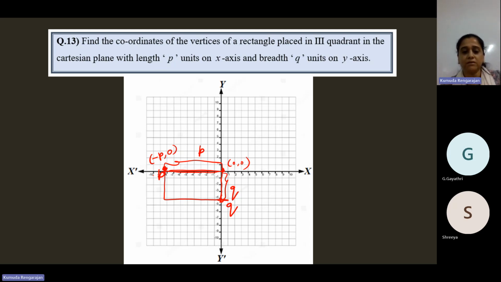This one? 0 comma minus q. This one is 0 comma minus q. And what about this? Minus p comma minus q. Minus p comma minus q. Very good.